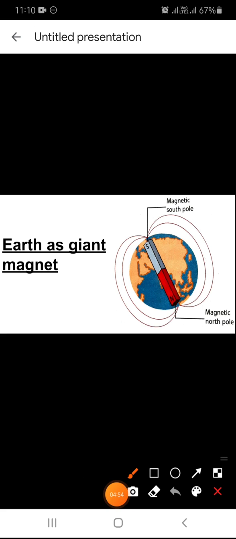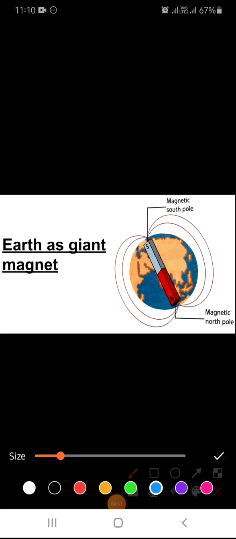I'll show you here. This is the actual north direction and this is the south direction. So we can say the magnetic north pole of the Earth is in the south direction. The magnetic north pole will be in the south direction and the magnetic south will be in the north direction. So the north of the bar magnet will point towards the south and the south of this will point towards the north.